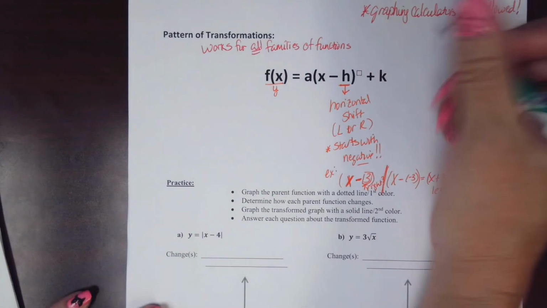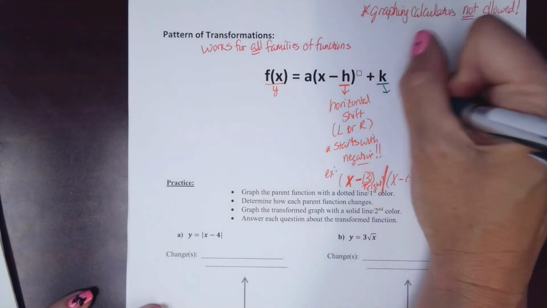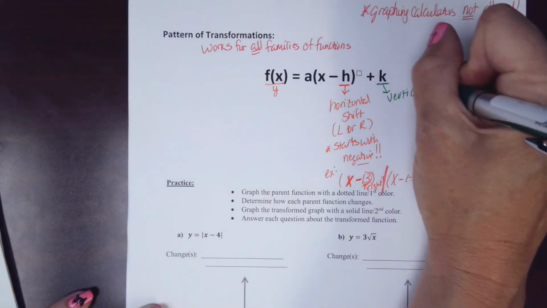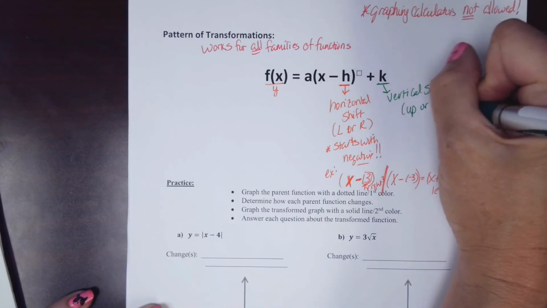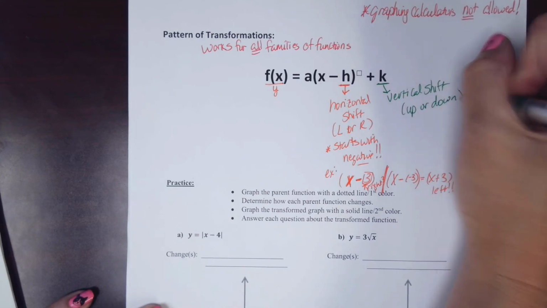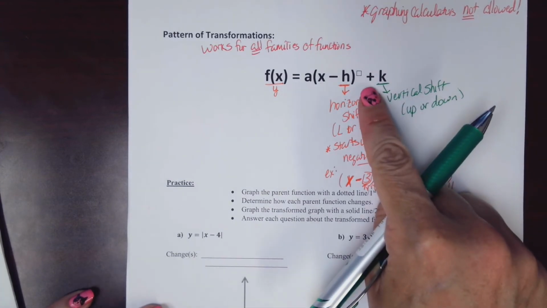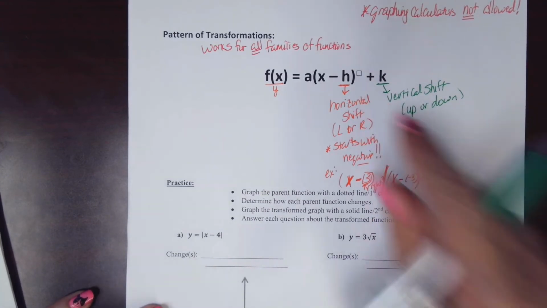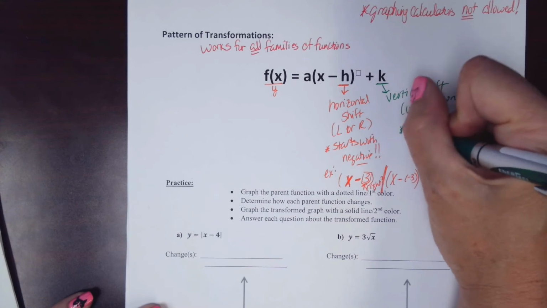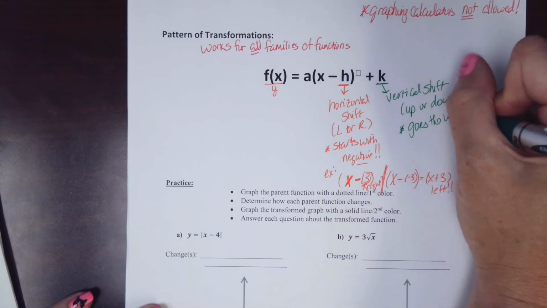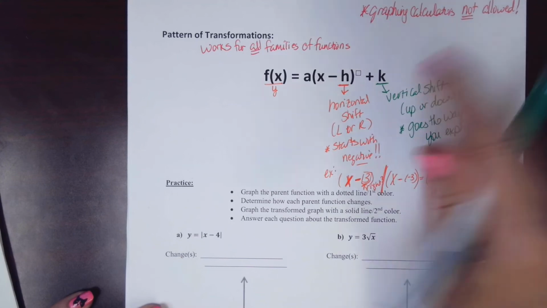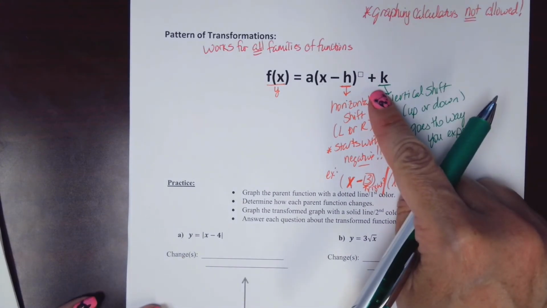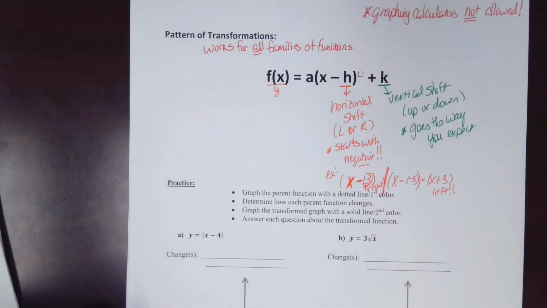Now K, I don't know what K stands for, but it represents our vertical shift. Vertical is up, down. And notice that it is plus K. So it's going to go the way you expect. It's going to go the way you expect it to go. If it's plus 3, I've moved it up 3. If it's minus 5, I've moved it down 5.